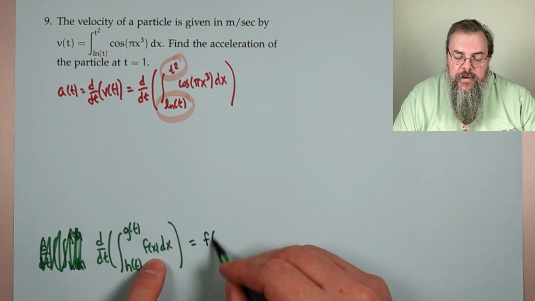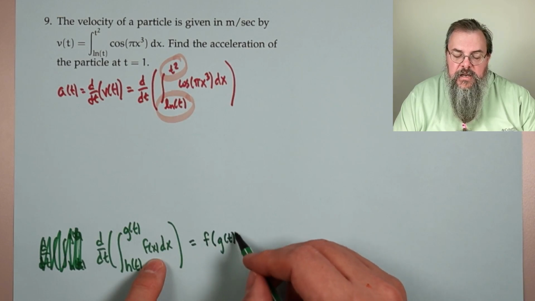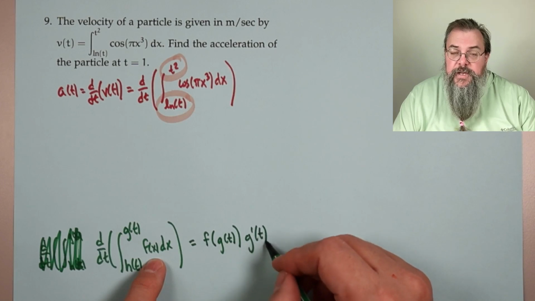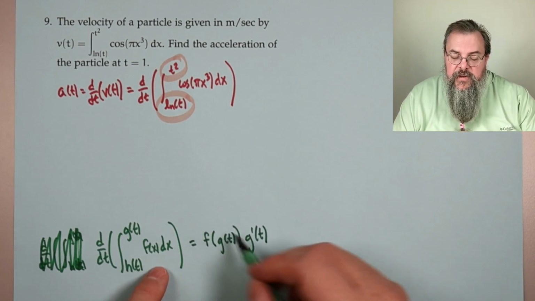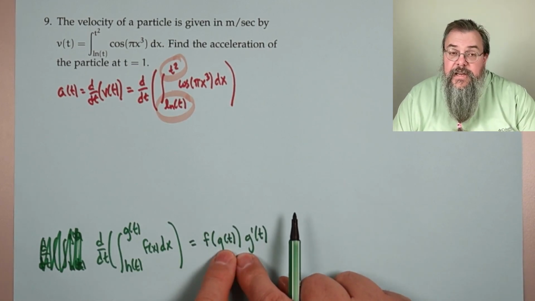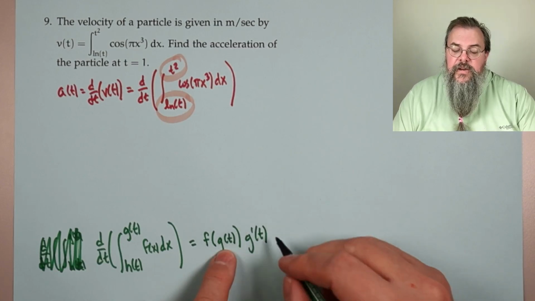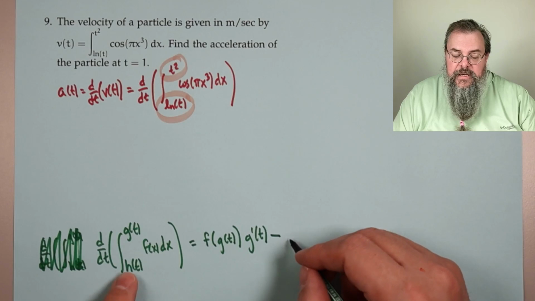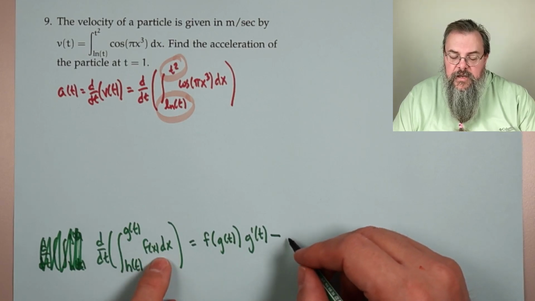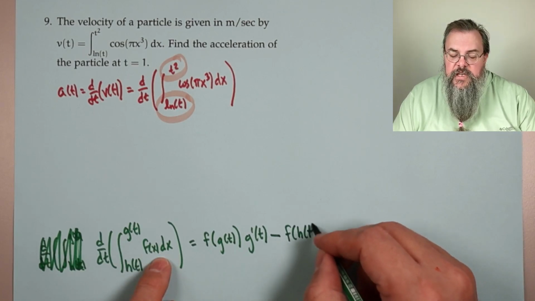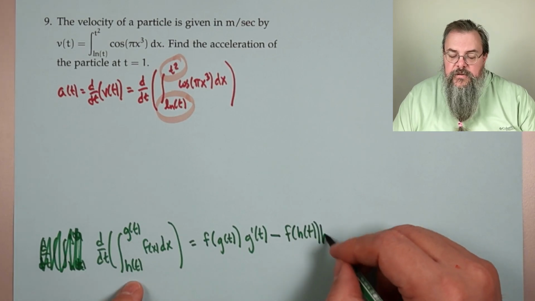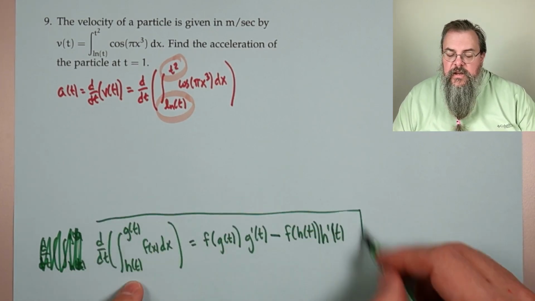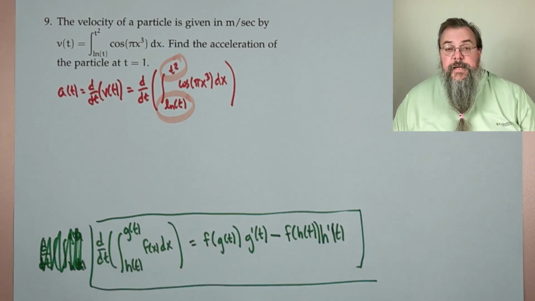So that's f of g of t. And then chain rule kicks in, times the derivative of what you put in. So it's the derivative of the outside, f, with g of t on the inside, times the derivative of the inside. Subtract. Now you do the bottom. So again, everywhere you see x, you put in h of t: f of h of t times the derivative h prime of t. And there you go. So that's the generic formula.